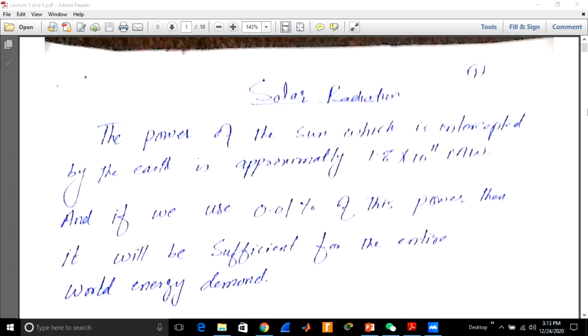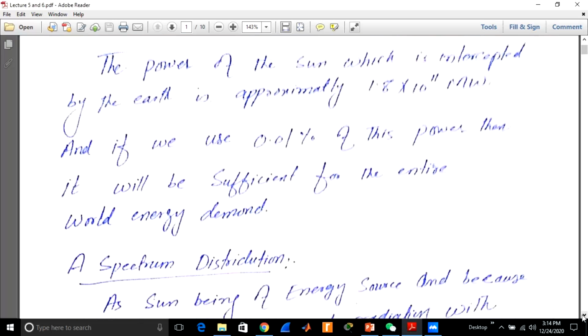So what is solar radiation? The radiation that comes from the sun is called solar radiation. The power of the sun which is intercepted by the earth is approximately 1.8 × 10^11 megawatt. This is the sun power that comes to our earth, which our earth receives. It is a very large quantity. It is observed that if we use 0.01% of this power, it will be sufficient for the entire world energy demand. Up to now, we are unable to use even 0.01% of this radiation.